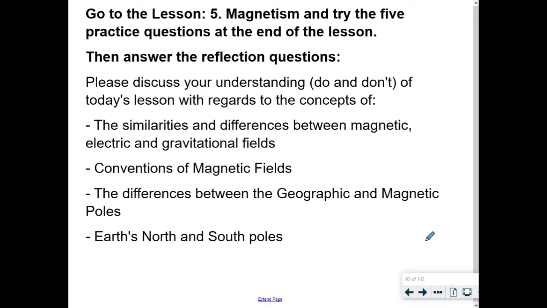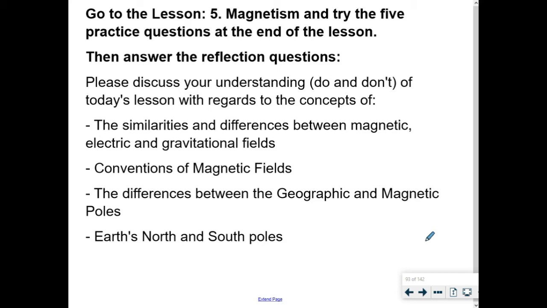Here are the four main things I taught you today. Reflect on them and tell me what you understood about it. So quick recap, then I'll give you time to work. One, do you feel confident that you understand the similarities and differences between magnetic, electric, and gravity? We spent a lot of time talking about that. Do you feel like you understand the conventions about magnetic fields? Magnetic fields point south, which we actually thought was north, which was dumb.